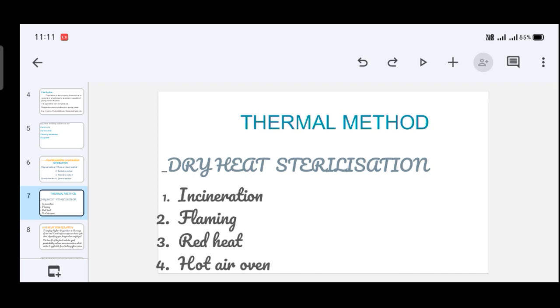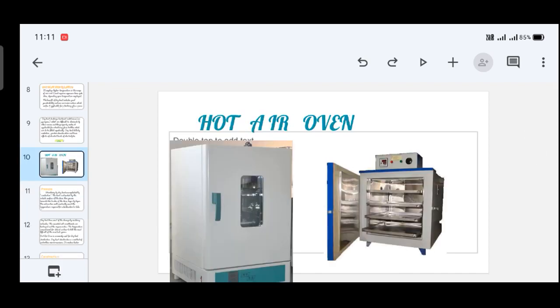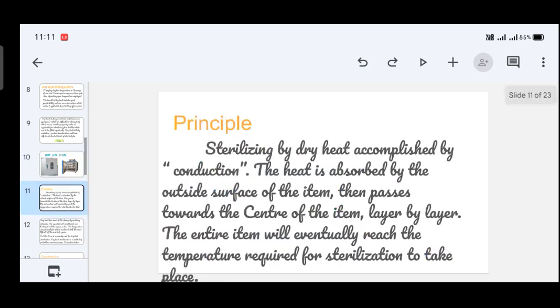You see the picture of a hot air oven. Let us understand the principle of the hot air oven. Sterilizing by dry heat is accomplished by conduction. The heat is absorbed by the outside surface of the item, then passes towards the center of the item, layer by layer. The entire item will eventually reach the temperature required for sterilization to take place.